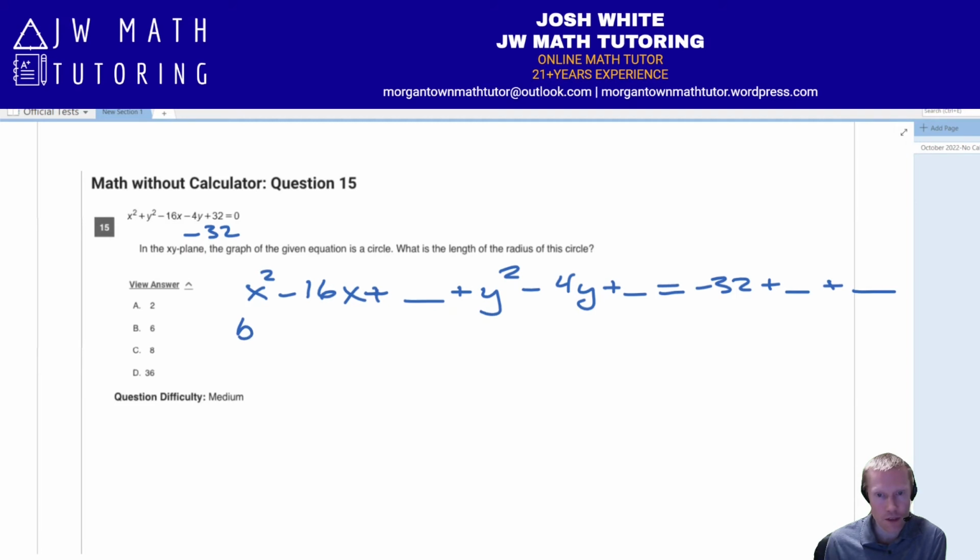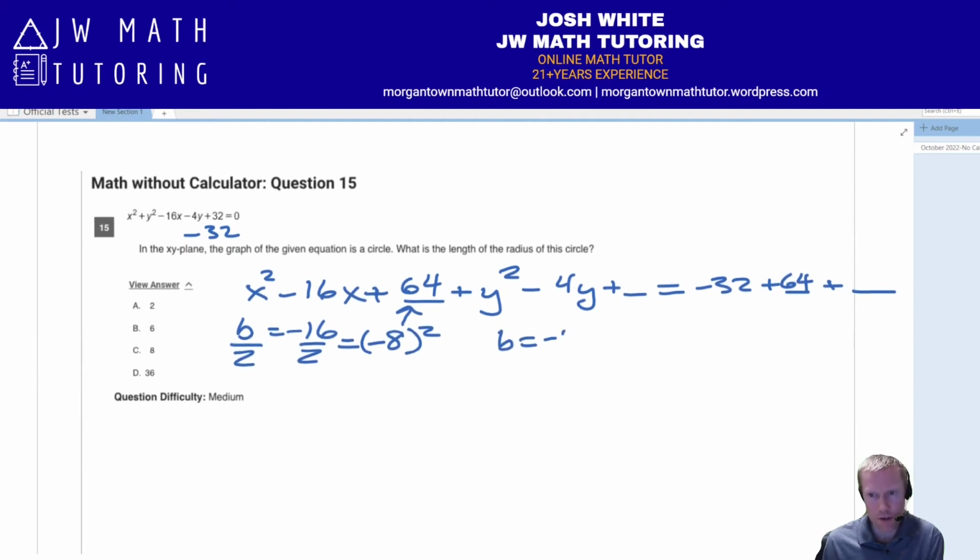To do that, we take the b value, which here is negative 16. We cut it in half. That gives us negative 8. And then we square it, and that gives us 64. That number goes in the blank, and also goes in the blank on the right. We repeat the process with the y's. We divide by 2, then we square it, and that gives us positive 4. We put that in both blanks.